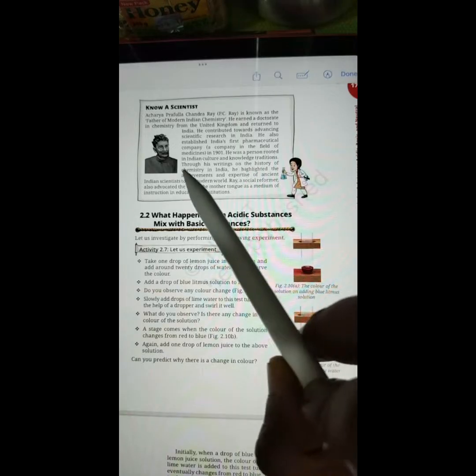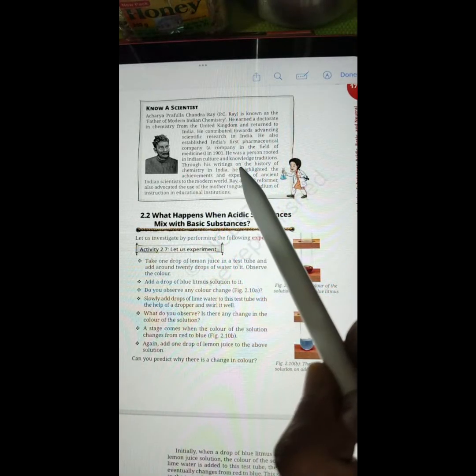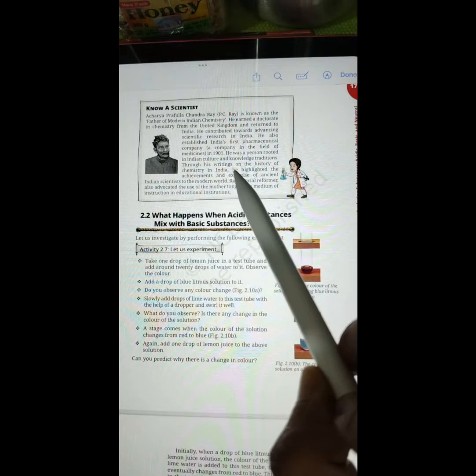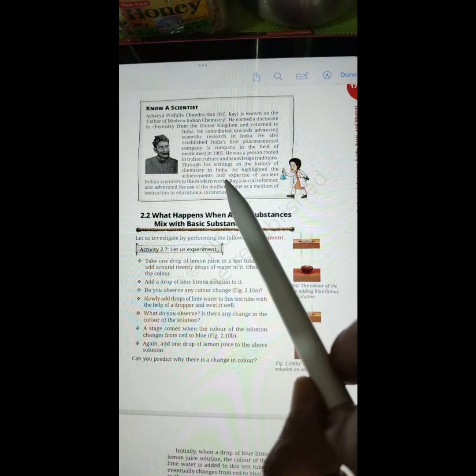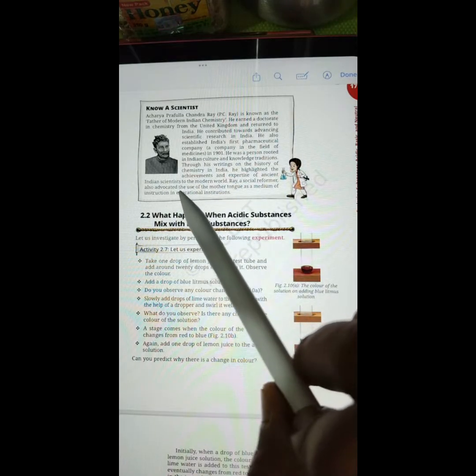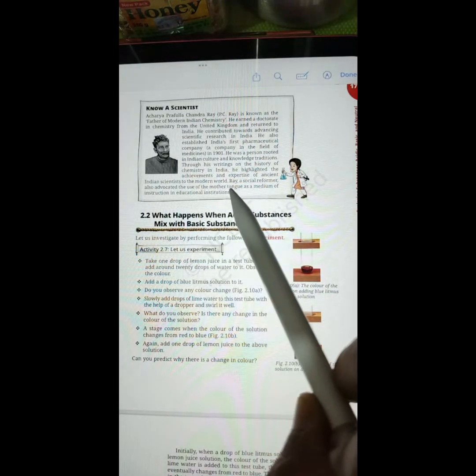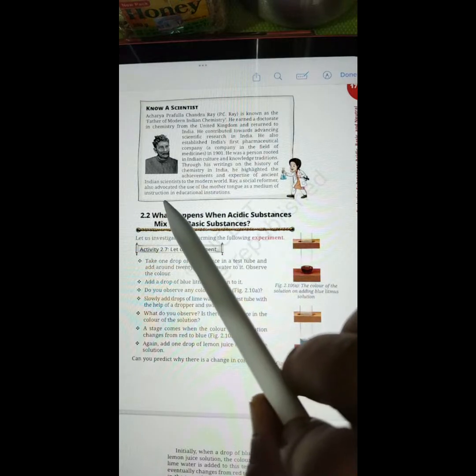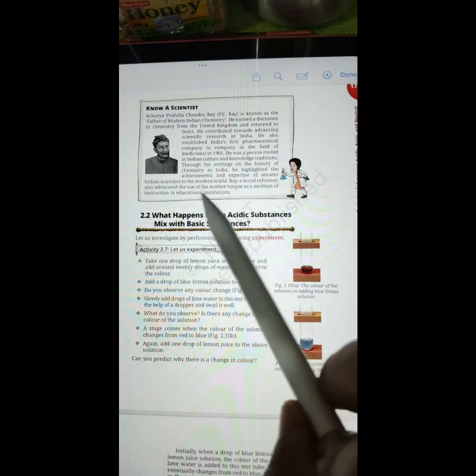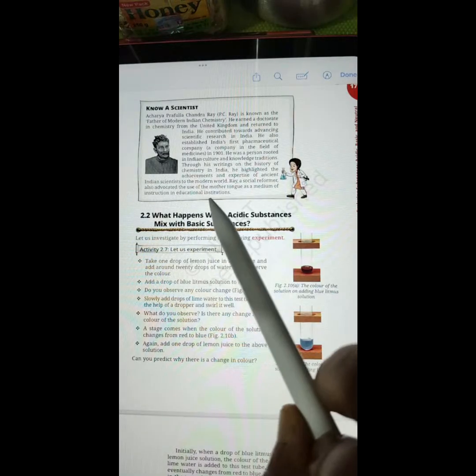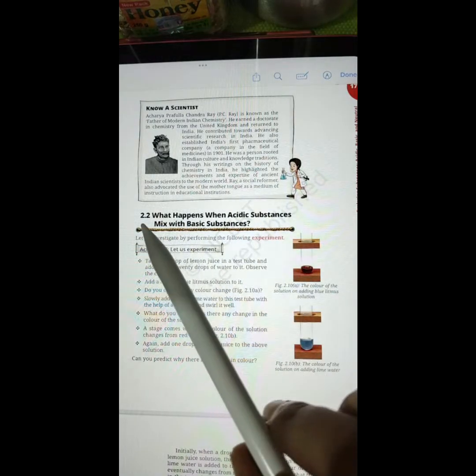He was a person rooted in Indian culture and knowledge traditions. Through his writings on the history of chemistry in India, he highlighted the achievements and expertise of ancient Indian scientists to the modern world. Ray, a social reformer, also advocated the use of the mother tongue as a medium of instruction in educational institutions.